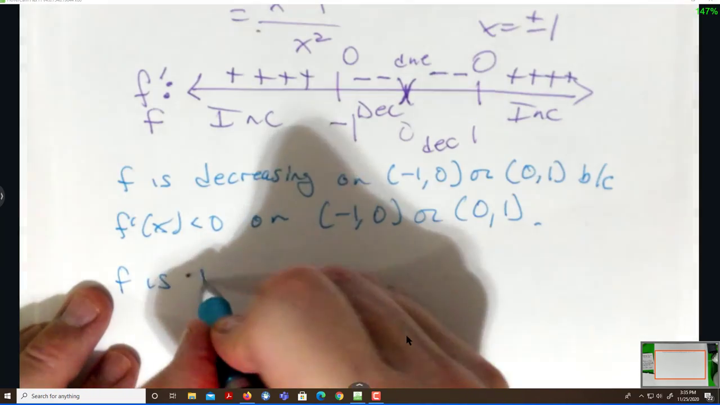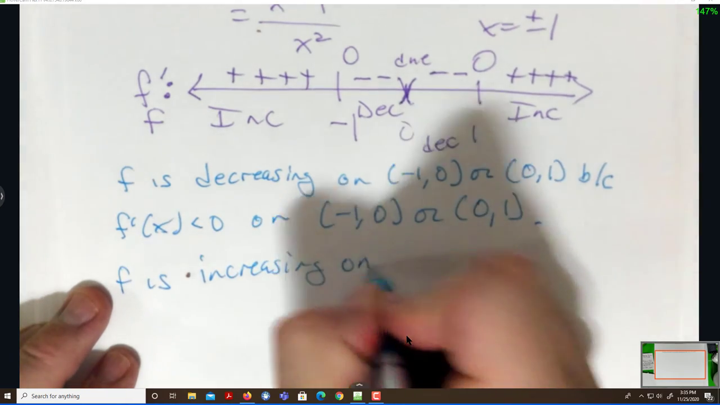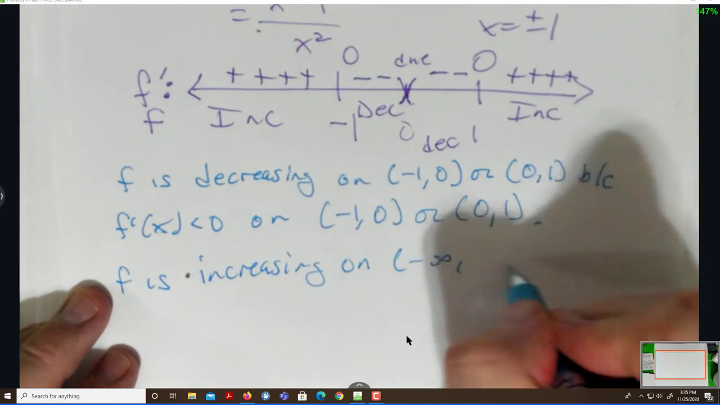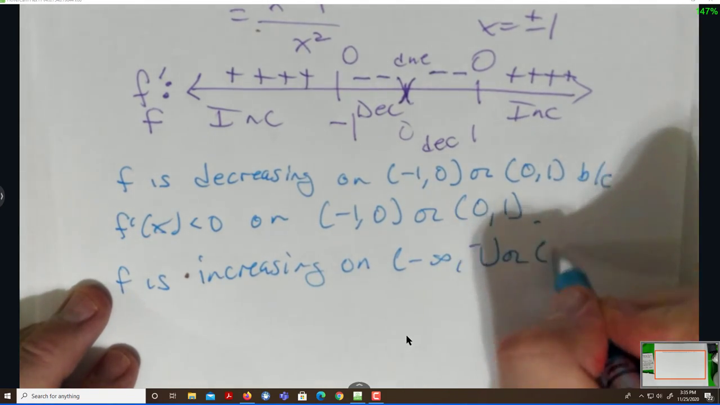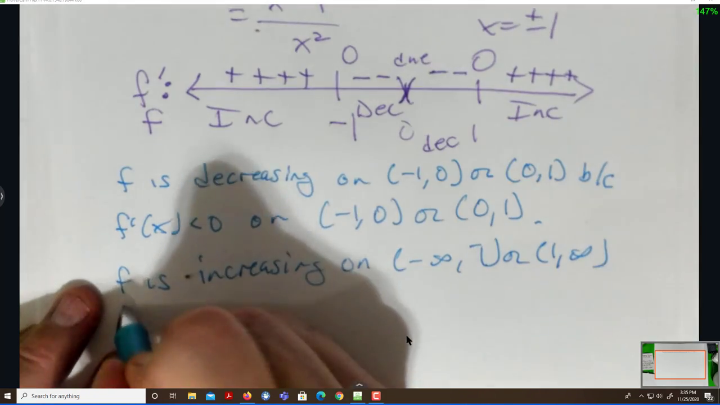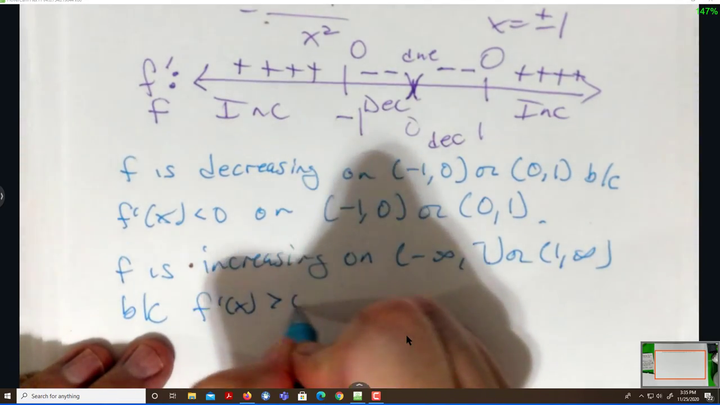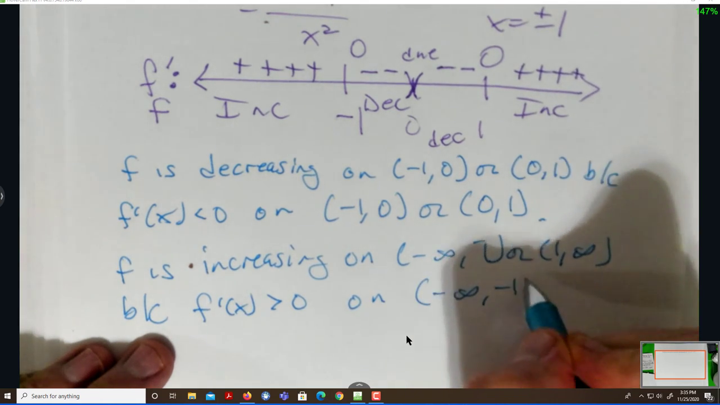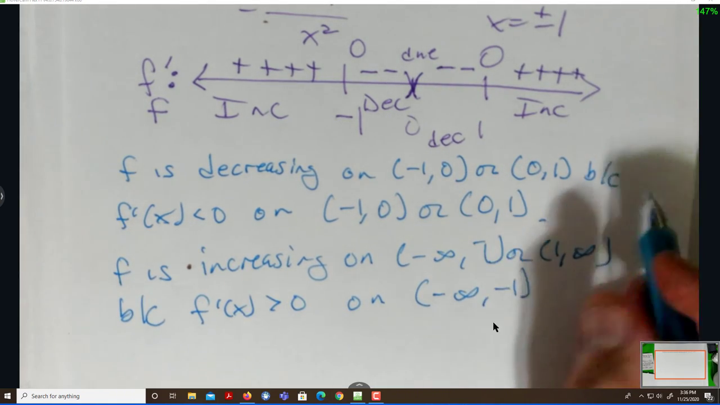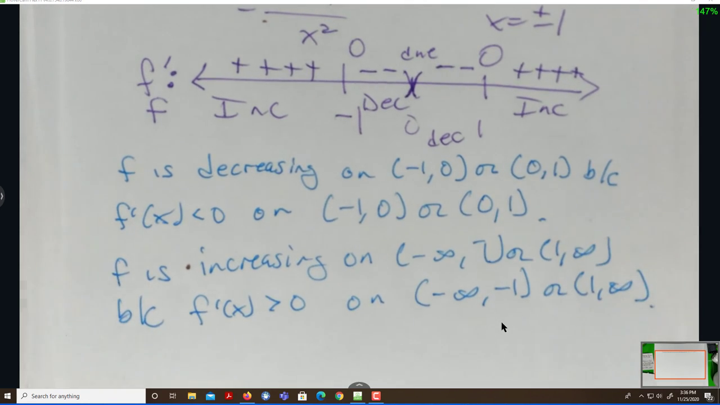F is increasing on the open interval from minus infinity to minus 1, don't forget the negative 1, or 1 to infinity, because the derivative, f prime of x, is positive on, and list the intervals. But the AP doesn't like that, so we're going to just make the AP people happy.